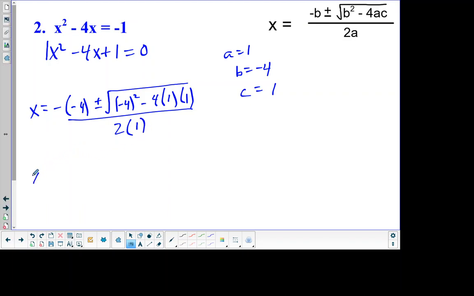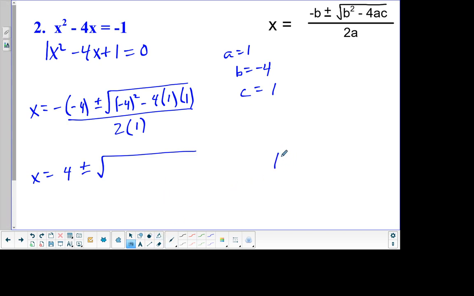Well, what do we do first? First of all, simplify the negative 4. That's 4, right? Now, look at your b squared minus 4ac. What's negative 4 squared?